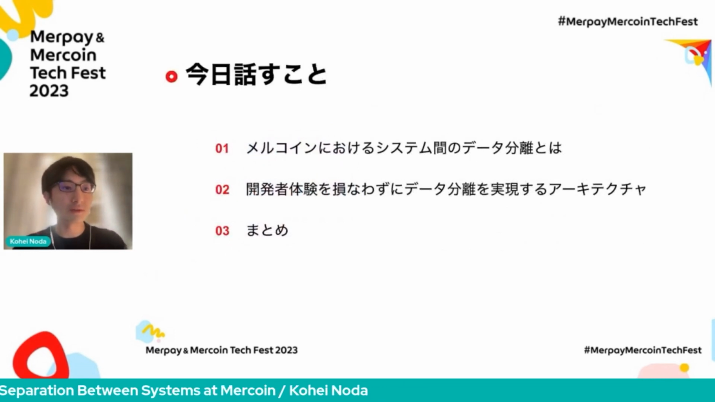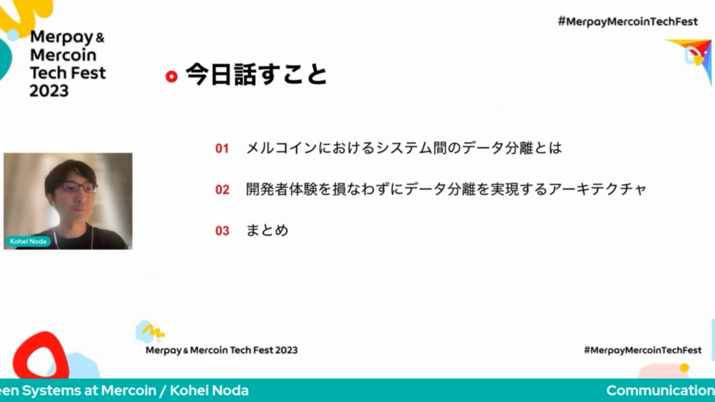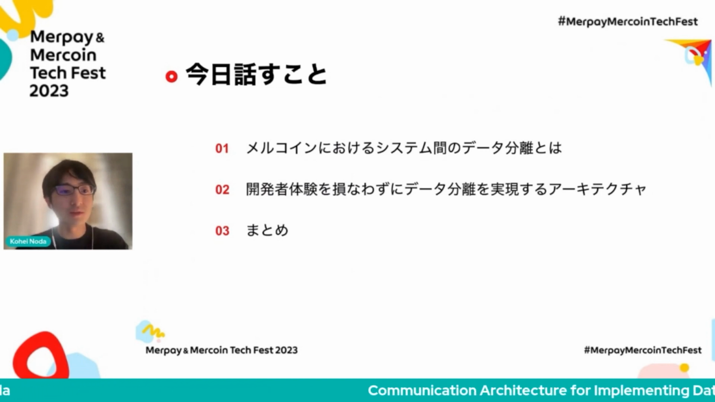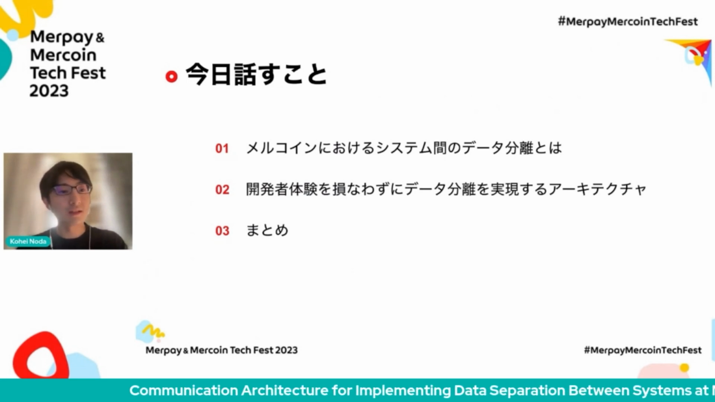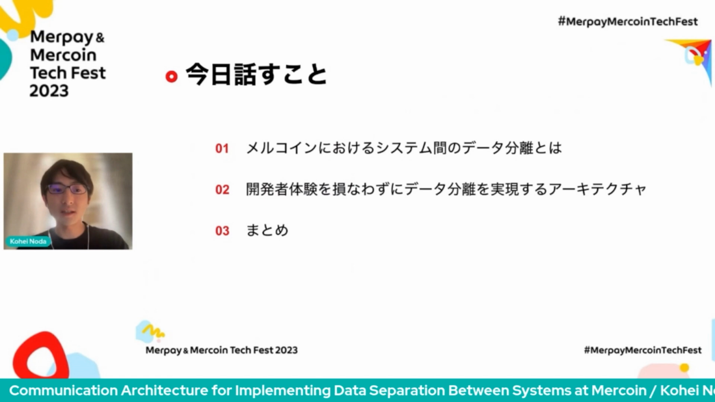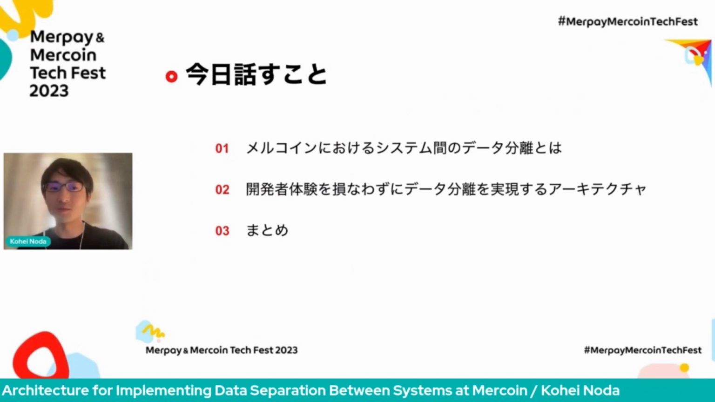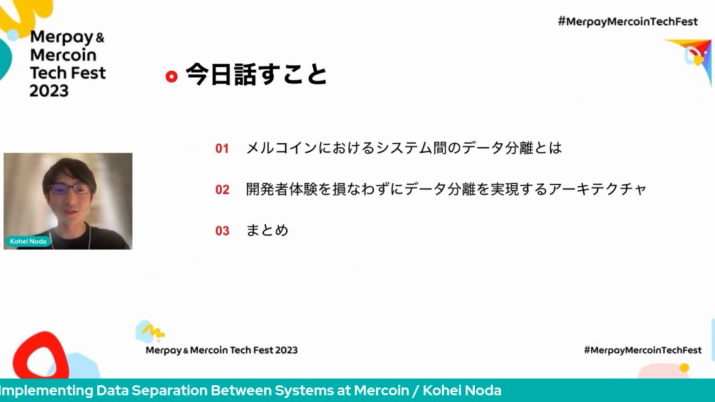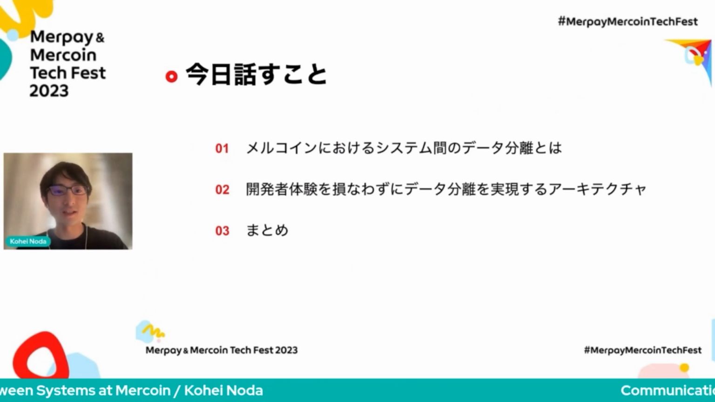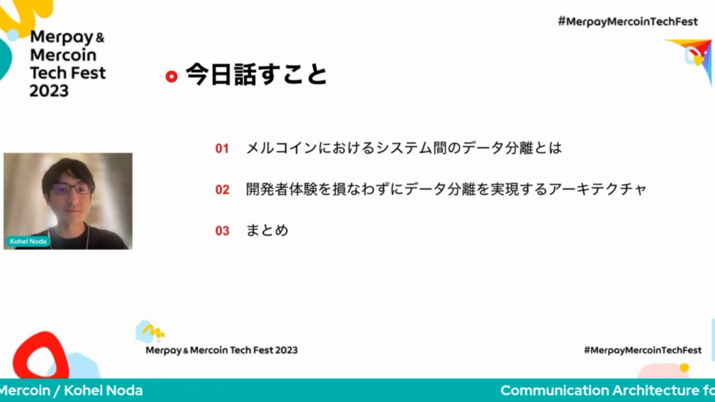Now, what I'm going to talk about today is here. First, what does data separation between the systems mean in Mercoin? Second, how we can achieve this without compromising the developer's experience. And finally, I would like to summarize.